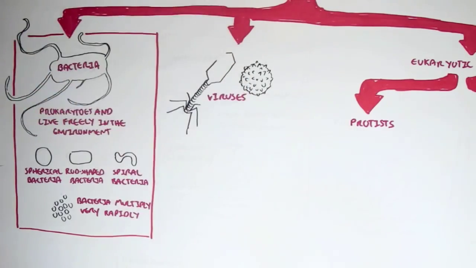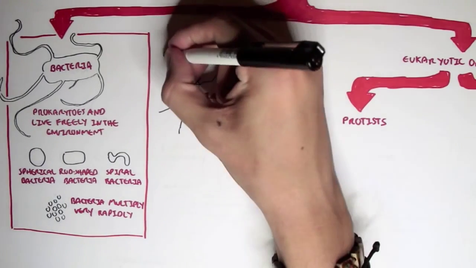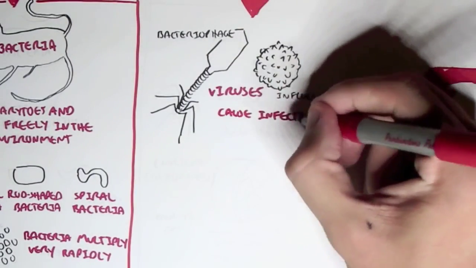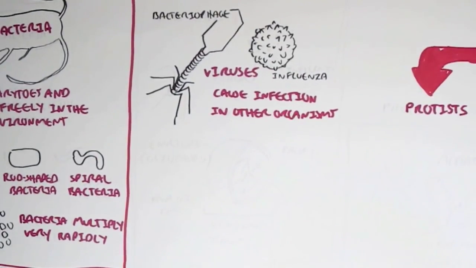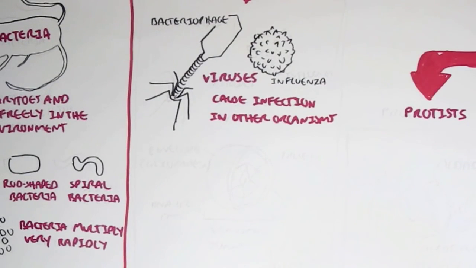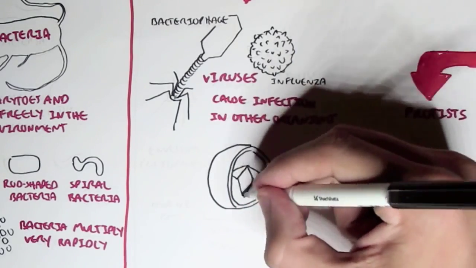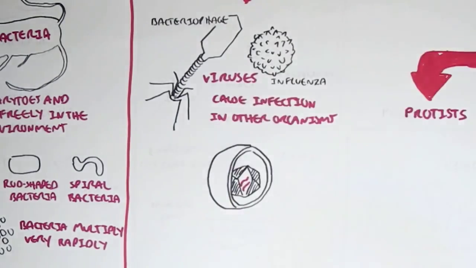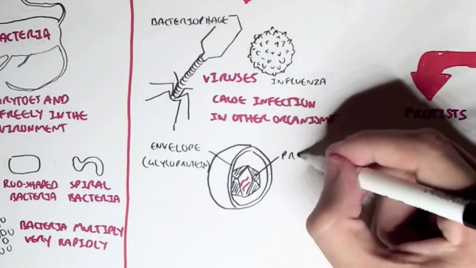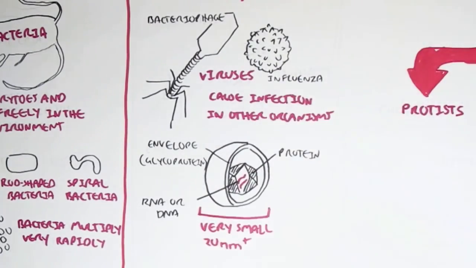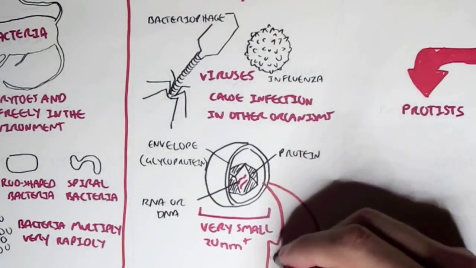Now the next type of microorganism is the virus. And these include viruses such as a bacteriophage, which infects particularly a bacteria, and also an influenza virus, which is very common in humans. Viruses cause infections in other organisms, such as a bacteriophage in bacteria and the influenza virus in humans. And now the typical structure of a virus: they essentially have an outer envelope made up of usually glycoproteins, and then an inner protein which protects the genetic material, either RNA or DNA. The virus size is very, very small, from about 20 nanometers to the biggest one about 300 nanometers.